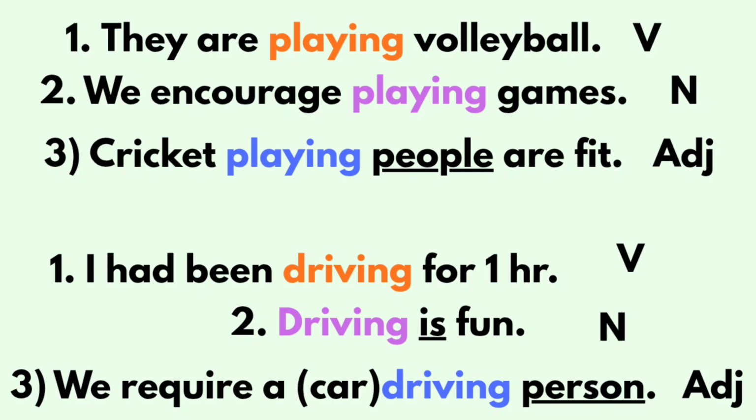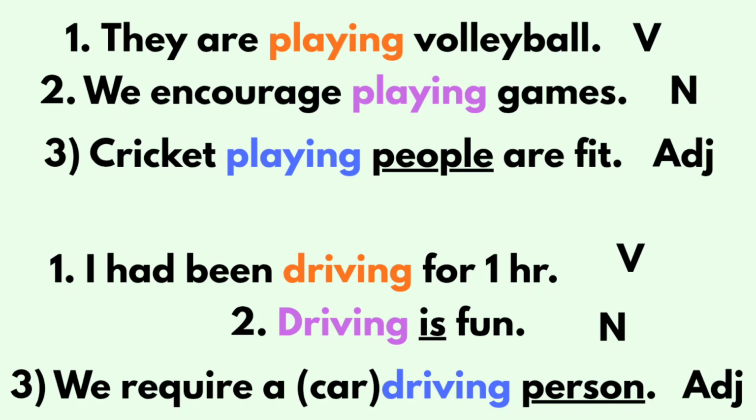Cricket playing people are fit. So in this sentence, playing is the adjective, and which kind of people? Cricket playing people. So you always have to ask a question: which kind of people, which kind of bird, which kind of object it is. That's how you will be able to identify adjectives.